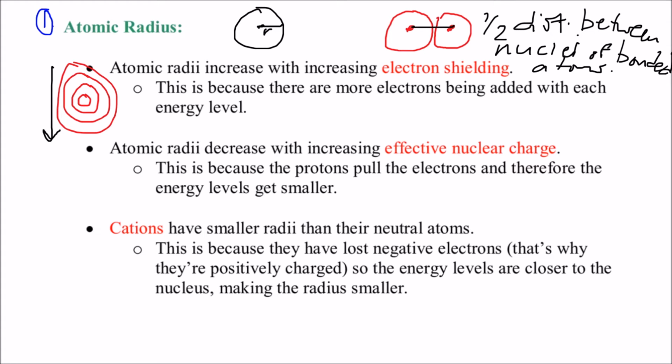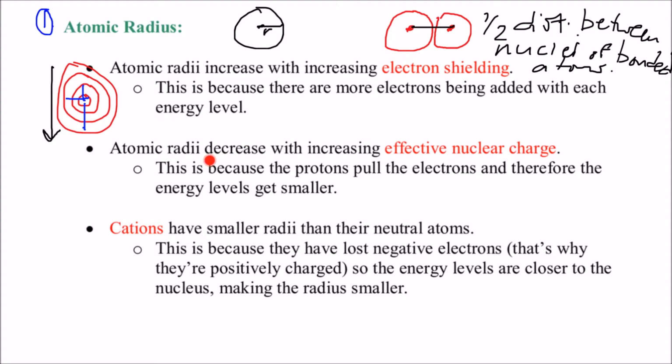And when we do that, what do you notice about the atomic radius in each of these cases? Hopefully you notice that the atomic radius keeps getting larger and larger and larger as we add these different energy levels. So electron shielding increases the number of energy levels, which increases the distance away from the nucleus that the electrons are. So the atomic radius goes up.